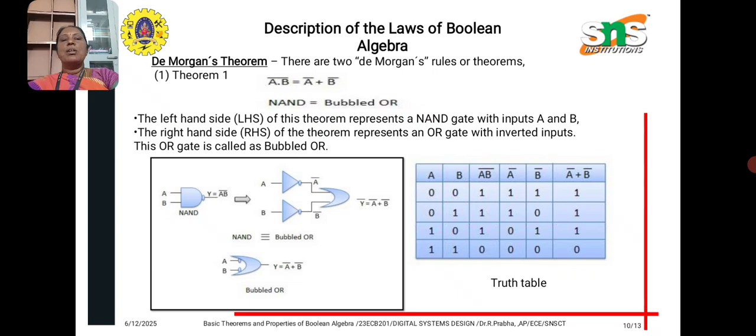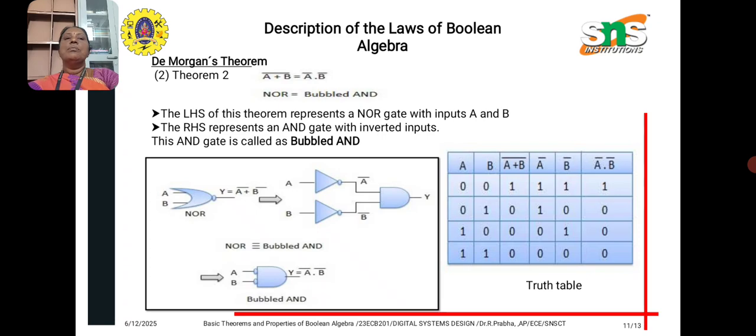And now a very important law in Boolean algebra is De Morgan's law. De Morgan's law is given by 2 theorems. One is for multiplication and another one is for addition. According to theorem 1, a dot b the whole bar is equal to a bar plus b bar. This means the complement of the product of the 2 variables a and b is equal to the addition of the complements of the individual variables, that is a dot b whole bar is equal to a bar plus b bar.